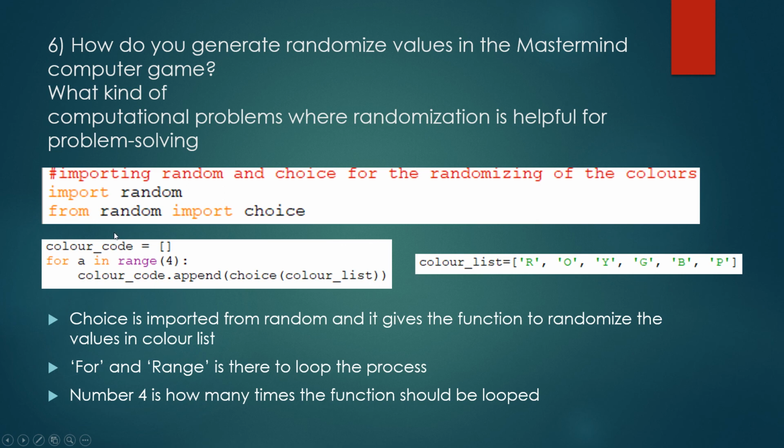For and range is there for the loop process. Range is there to maintain the value for the number 4, meaning it loops 4 times. Number 4 is how many times it should loop. So for color code, this is the list of how it should be. And then color code dot append, meaning every time this function is carried out, one value from this list would be added into color code, and it will be temporary, of course. It will change every time. So range is that loop this 4 times. So it could be Y, Y, G, B, P, O, Y, R, and the list goes on and on.